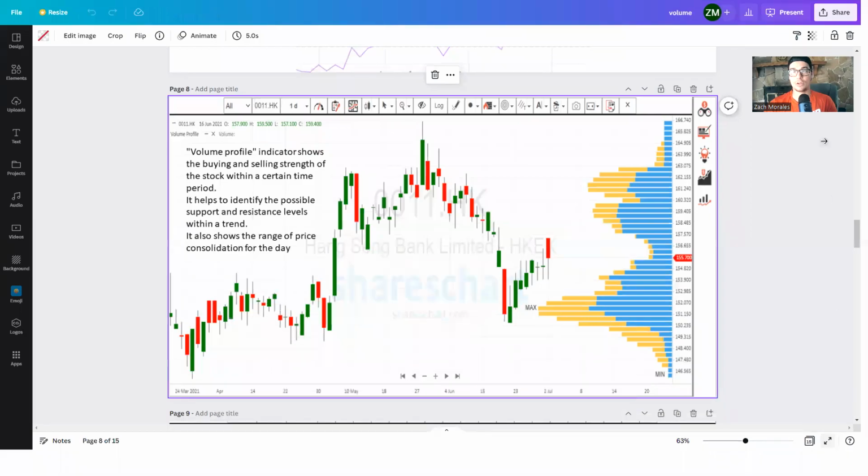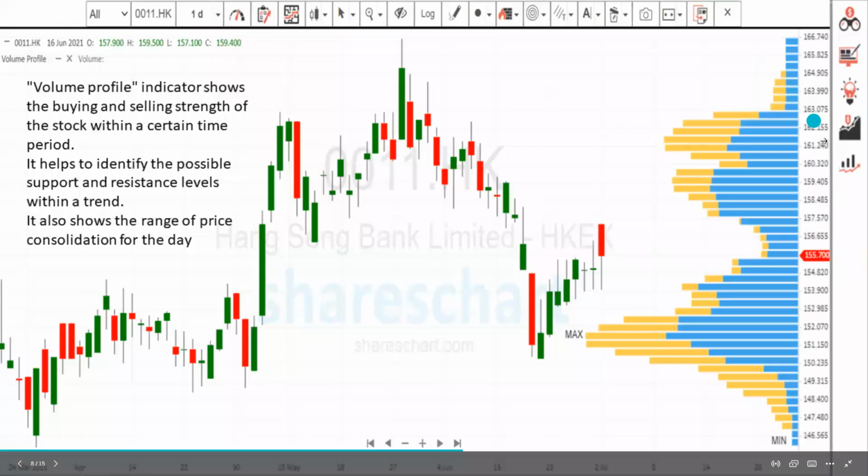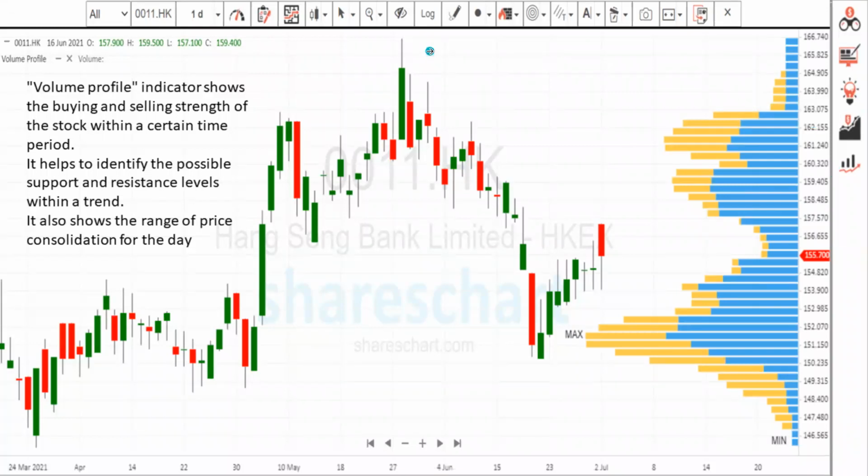We're going to start off here on our profile by going over what the volume profile is, and then we'll go into how to use it. So the volume profile indicator shows the buying and selling strength of the stock, and you can use this for crypto. You can use this for forex as well. It's not just limited to stocks. Within a certain time period, it helps to identify the possible support and resistance levels within a trend. It also shows the range of price consolidation for the day.